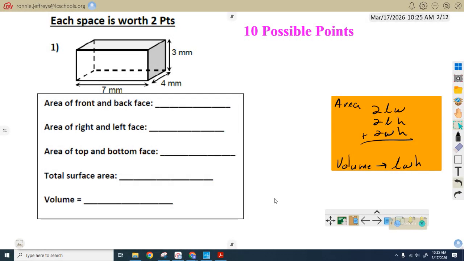We're in day one of our review on volume and surface area. Don't get hit like a scrap of the bell. As of right now, this is kind of what I'm looking at for y'all. If this doesn't change between now and tomorrow, your test is going to be 70 possible points. Each blank is worth 2 points.